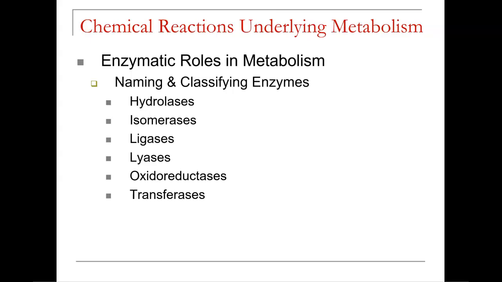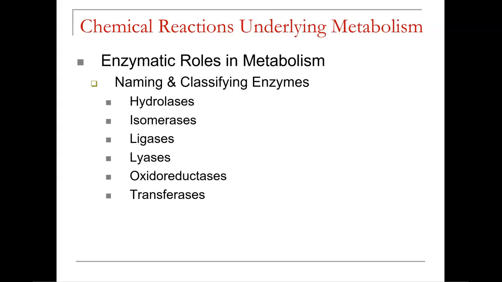So with these enzymatic roles in metabolism, you're going to have organic protein catalysts that are going to increase the rate of chemical reactions. Naming and classifying enzymes is going to be important. They're going to be named for their substrates. And so enzymes are going to act upon specific molecules, and that's basically how they get their name. Generally, they will end in ASE. So if you see ASE, that will be an enzyme.